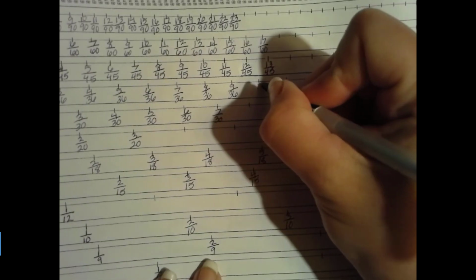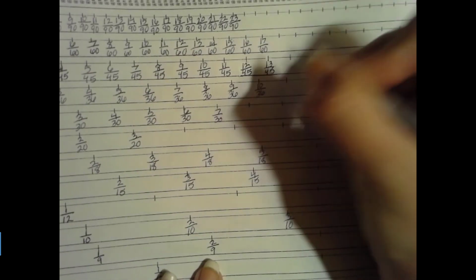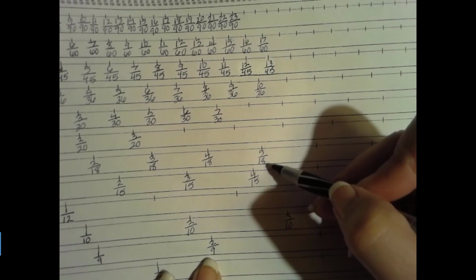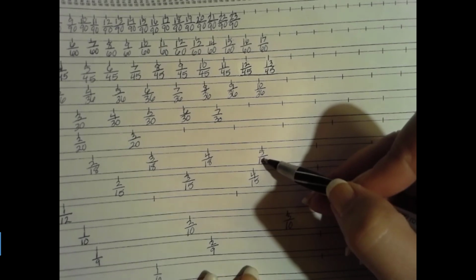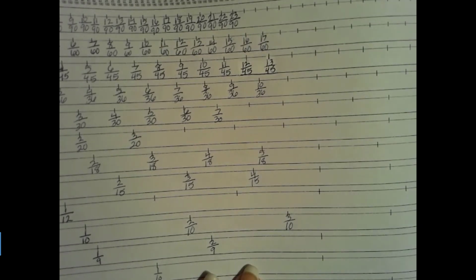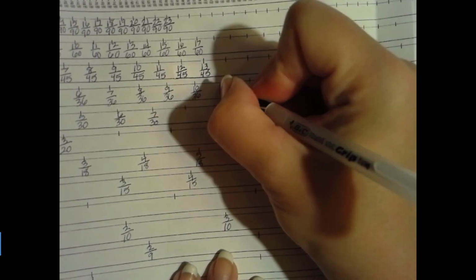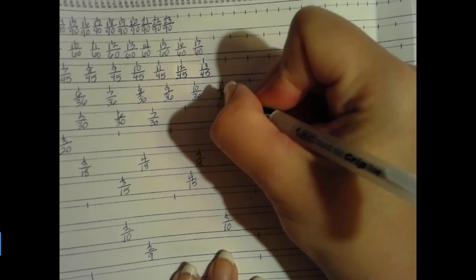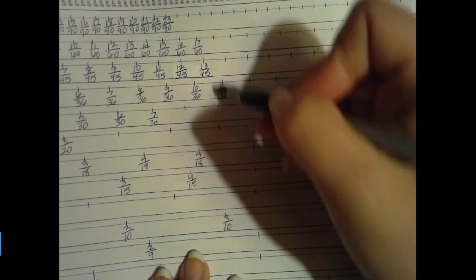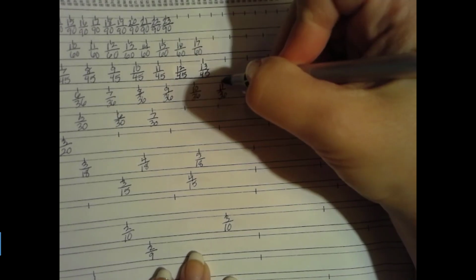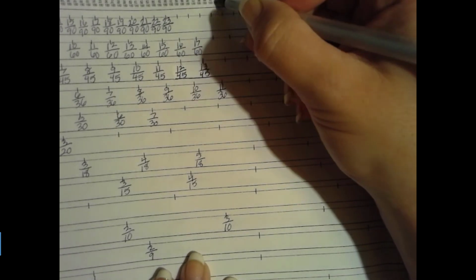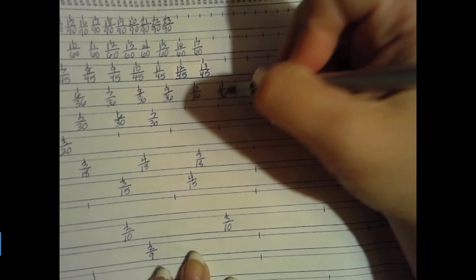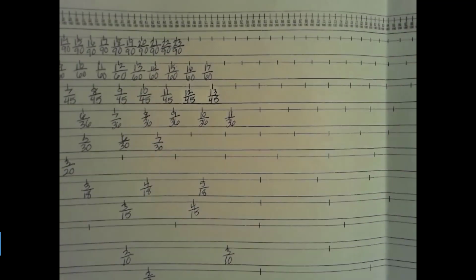Okay, then we have 10/36. Well, that is equivalent to 5/18. That's our simplest form, or our equivalent fraction in lowest terms. And then today is 11/36. There are no lines lined up below it. Just have the one above it. So that's our equivalent fraction in lowest terms, or simplest form.